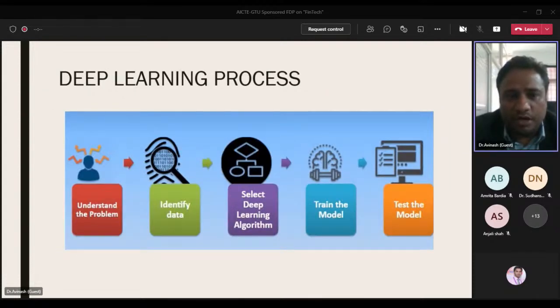So this is the deep learning process. First of all, we understand the problem in a deep learning method, then we identify the data, then we select the deep learning algorithm, then we train the model, and then we test the model. So this is a 5-step process in which deep learning works. First of all, understand the problem. Whatever problem you are having, you first understand it. Then you have to identify the data, which kind of data it is, whether it is text data, image data, or audio data. Okay, and then according to that you have to select the deep learning algorithm. There are various types of deep learning algorithms existing. Out of the different algorithms you can select the particular algorithm which is most suitable for your data, and then you can train the model and then you can test the model.